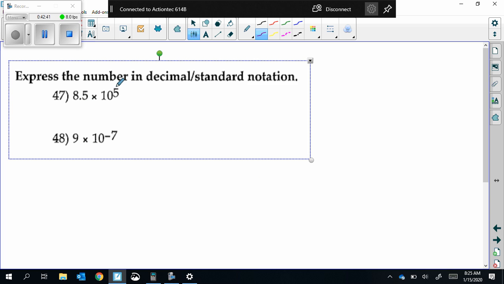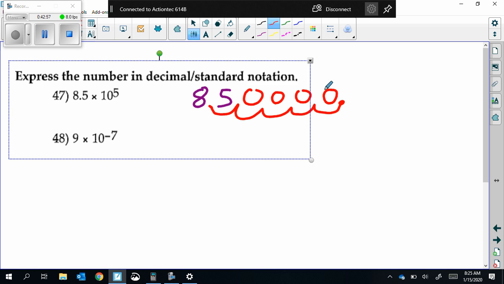8.5 times 10 to the 5th. Since that's a positive exponent, this is going to be a large number. So it's got to be 8, 5. And we're moving it 5 spots total. From here, we're moving it 1, 2, 3, 4, 5 spots total. Fill in the zeros. 850,000.